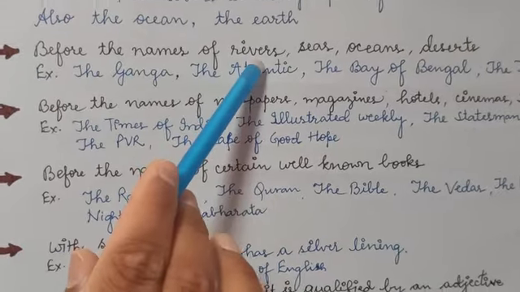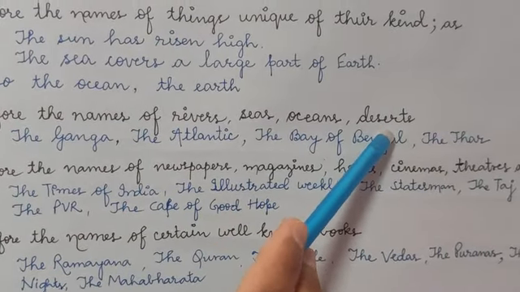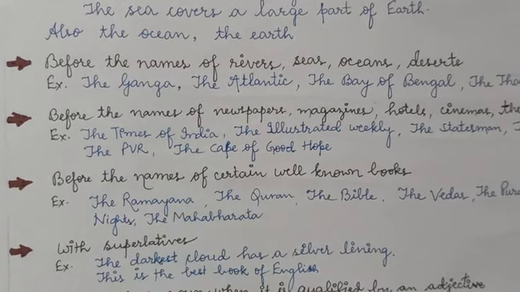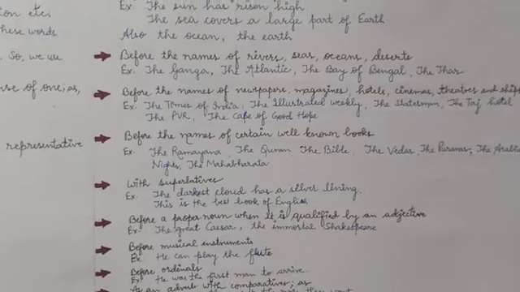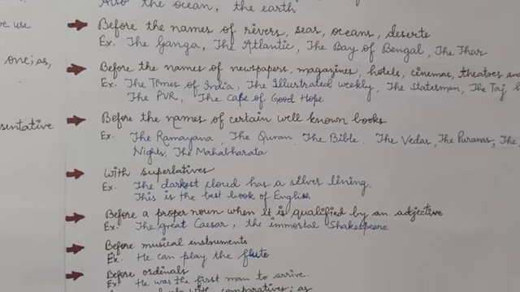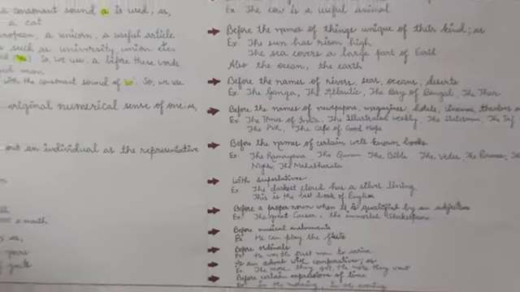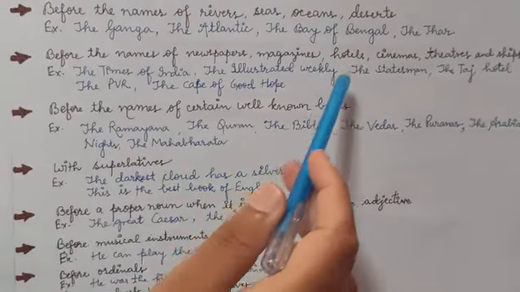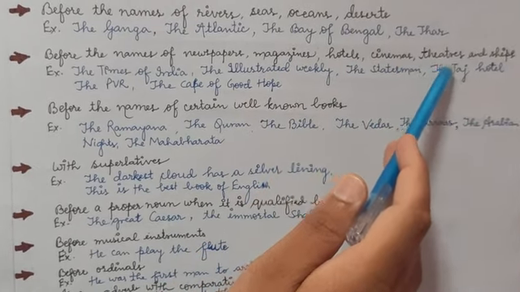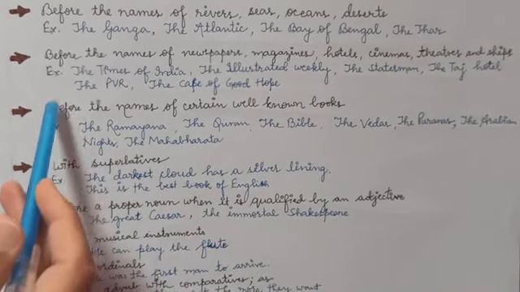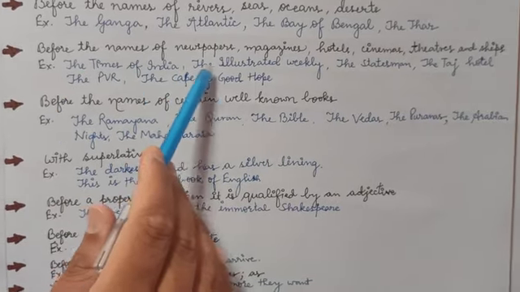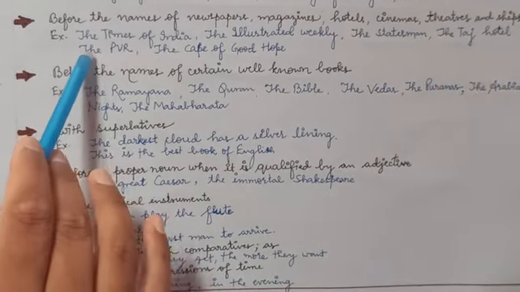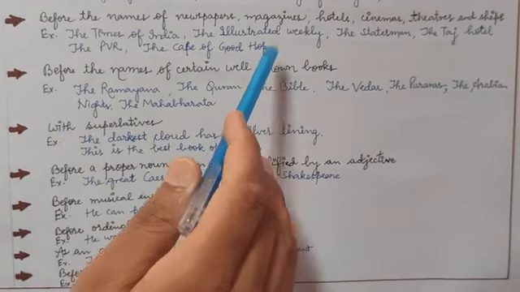Before the names of rivers, seas, oceans and deserts, and before the names of newspapers, we use the. Suppose Daily Jagran, we will use the Daily Jagran. If we talk about Times of India, the Times of India is correct. In the same way, before the names of magazines, hotels, cinemas, theaters and ships also. I have written so many examples: the Times of India, the Illustrated Weekly, the Statesman, the Taj Hotel, the PVR, the Cape of Good Hope.